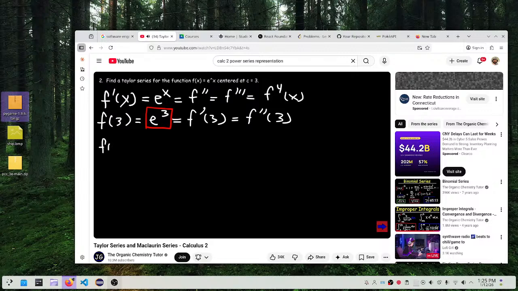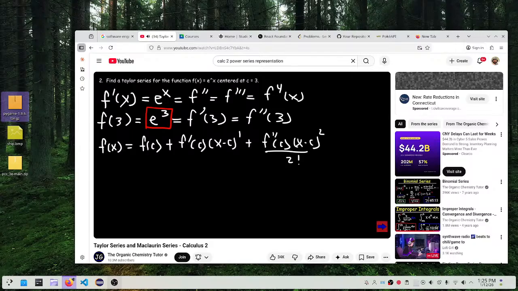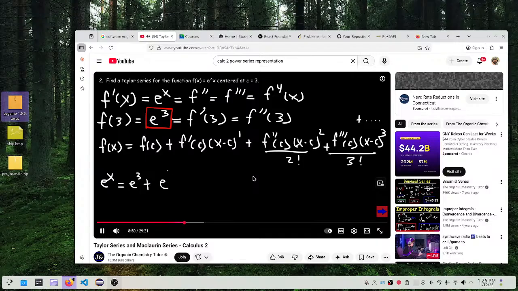Now let's write out the function. So f of x is going to equal f of c plus f prime of c times x minus c to the first power plus the second derivative times x minus c to the second power divided by 2 factorial, and then it's going to be the third derivative times x minus c to the third power over 3 factorial, and then that's just going to continue. So our f of x is e to the x, and f of c, or f of 3, that's e to the third power. F prime of c is going to be the same thing, e to the third power, but times x minus c.